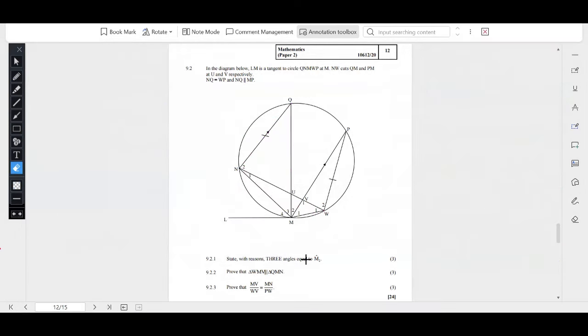Then, okay, now prove that MV over WV is equal to MN over PW. When you prove this, it comes from the similar triangles that you have just proven above. Now we know that triangle WMV is similar to triangle QMN. Now if you do your eyebrow eyes, what I normally say when I say eyebrow eyes is you take this over that, and then this over that.